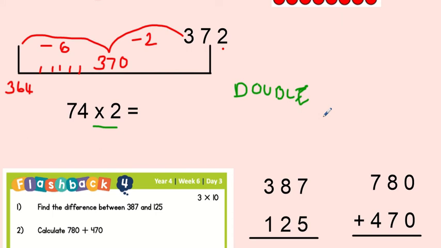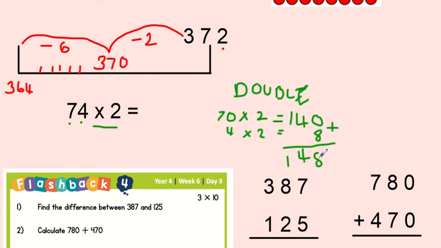So double 74. Now, some people might feel confident enough to do this in their heads or with a few jottings. So if I think about 70 to begin with, I'm just going to focus on my tens first of all. 70 times 2, or doubled, is 140. Then I can think about my ones. So 4 multiplied by 2 is 8. And I can add those together really quite quickly, 148. So some people may have done that mentally with a few jottings.